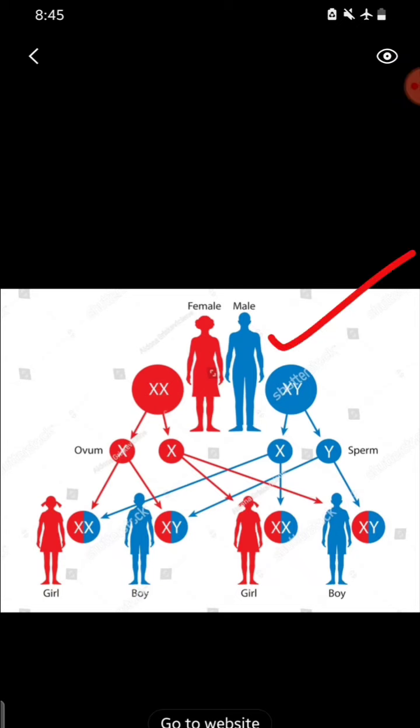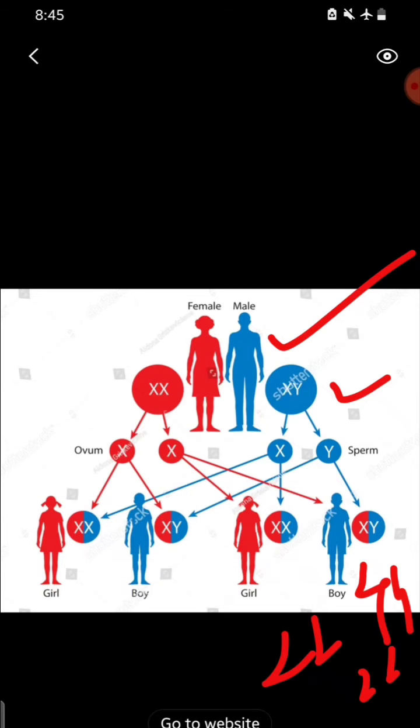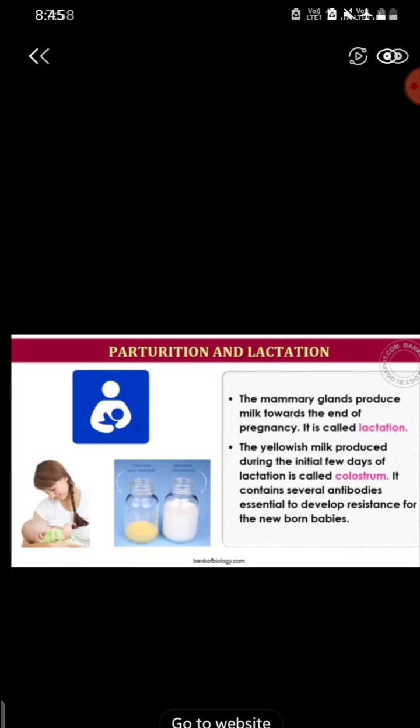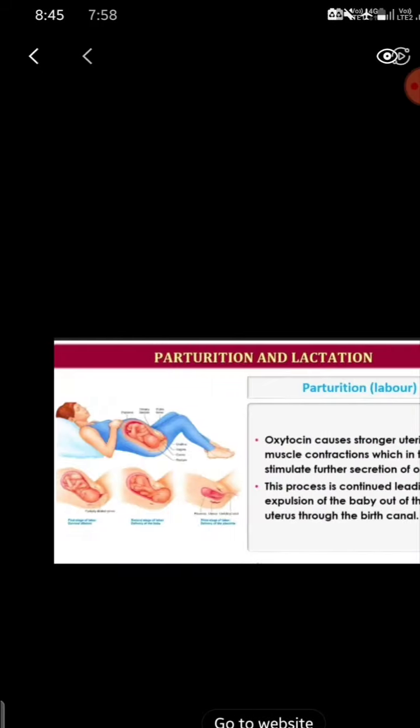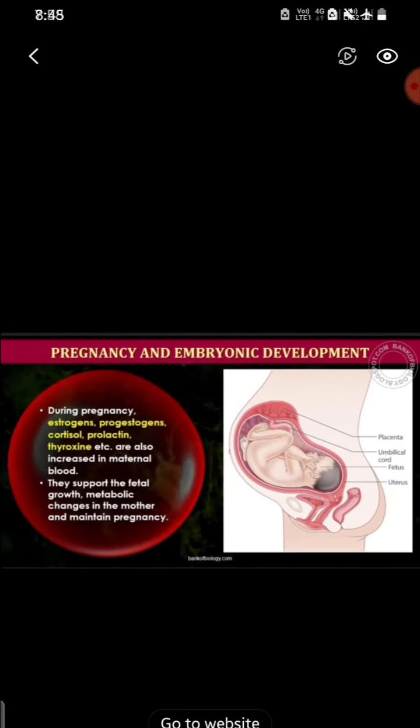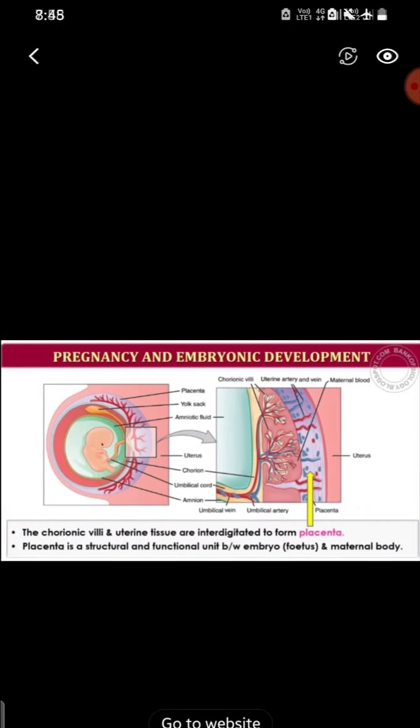Okay, so because they have both X and Y, apart from the sex chromosomes, the other 44 chromosomes will also be there. Okay, 22 from the mother and 22 from the father, that will also be there in the sperm or egg. Okay, so I hope you understood the topic. This completes the human reproduction topic.